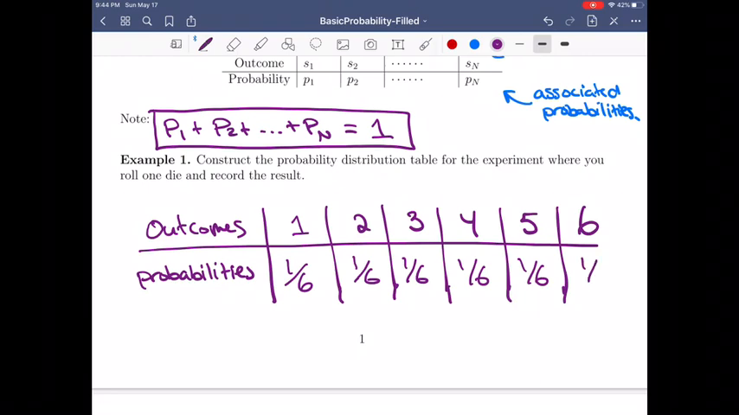Okay, now again, if we add them all up, I have 1 over 6 plus 1 over 6 plus 1 over 6, 6 times. I'm definitely going to add to 1. So I didn't break this condition up here that I said will always be true. But if you roll and it's a fair die, you should expect the probabilities to be evenly distributed. Okay, so hopefully you believe that they all have chance 1 out of 6 of happening.